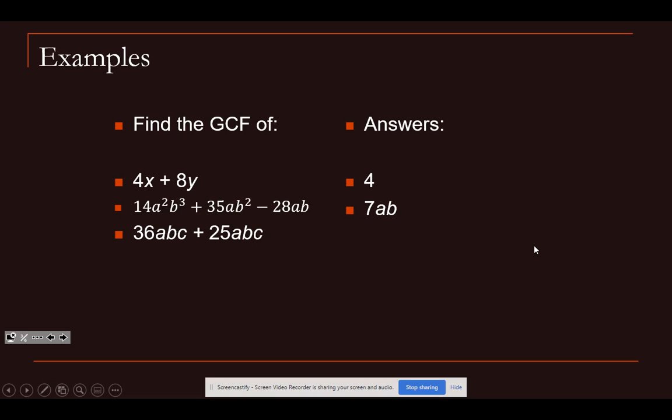And finally, with the last one, the numerical greatest common factor between 25 and 36 is simply 1, so we don't need to include it. But they do share an a, a b, and a c. So therefore, your greatest common factor is abc.